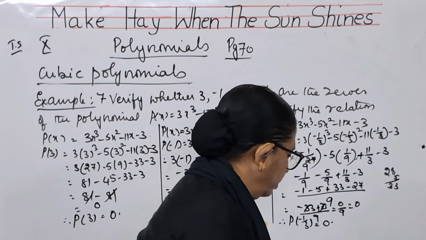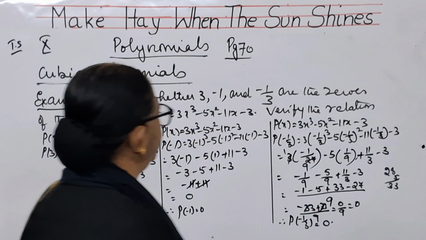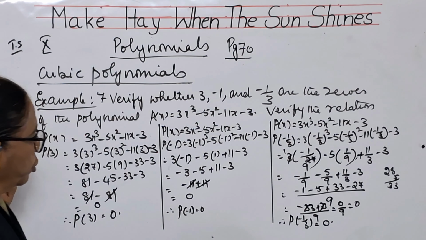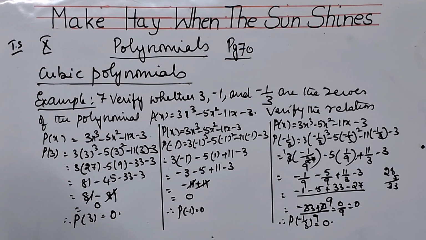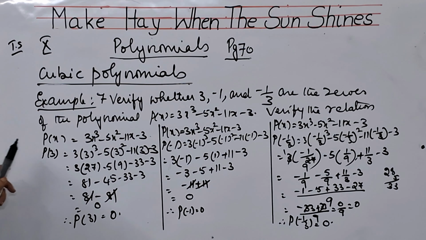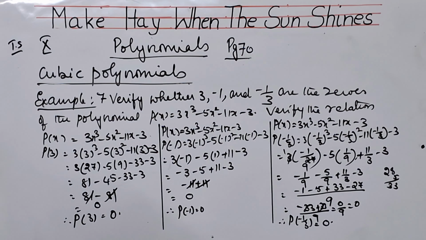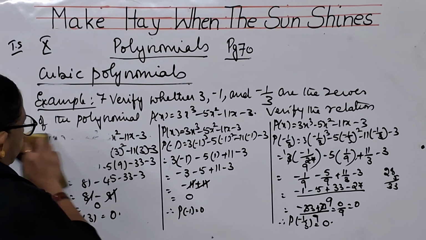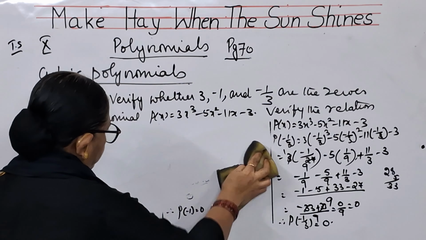So, children, this is not yet completed. The problem has to be done. Verification I should do. As the space is limited, you copy this, then I will do the verification. Copy this, children. What I did, I have found out P of 3 and P of minus 1, P of minus 1 by 3. In all the cases, I have got 0. Okay, children? Now, the next part. It is a continuation of example 7, children.